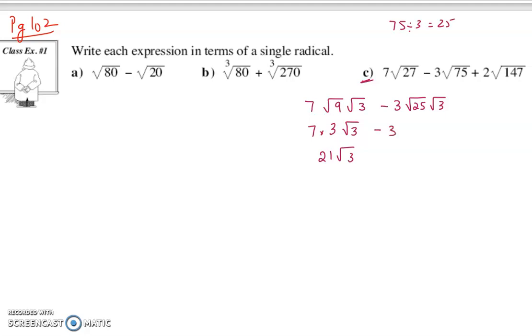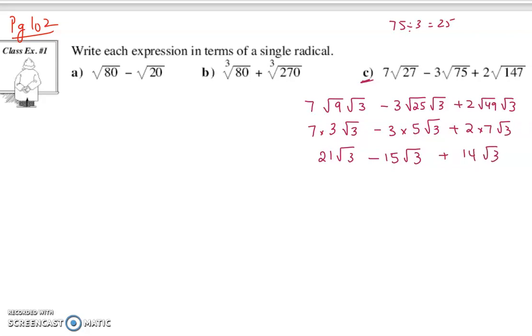The negative 3 comes down as it is. 25 becomes 5, I took a root of it, and root 3 stays the same. So this becomes negative 15 root 3. Last term, again, I could try dividing it by 3 as well, and it will work out to be 49, which is beautiful because 49 is a perfect square root of 7. And then this becomes 7 root 3, and this becomes 14 root 3.